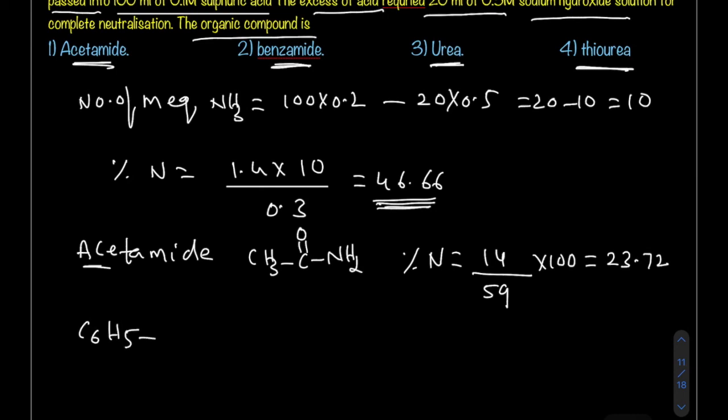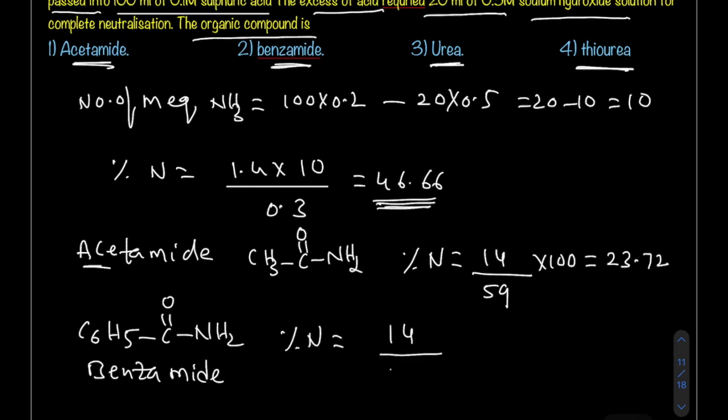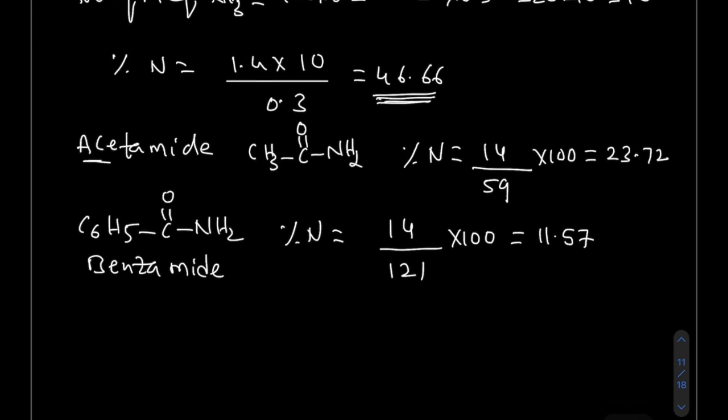Come to the second one, benzamide, that is C6H5CONH2. This is called benzamide. That means here one nitrogen atom is there in benzamide. So total molar mass 121 into 100. So the answer will be 11.57, which is also not our answer.